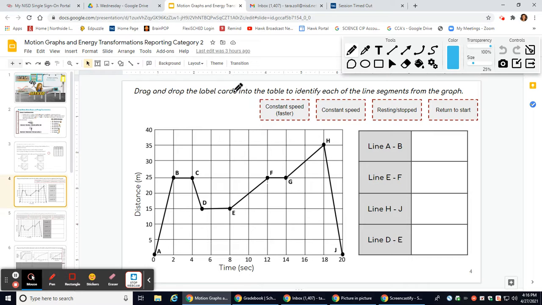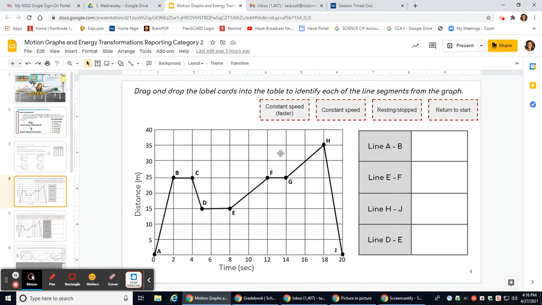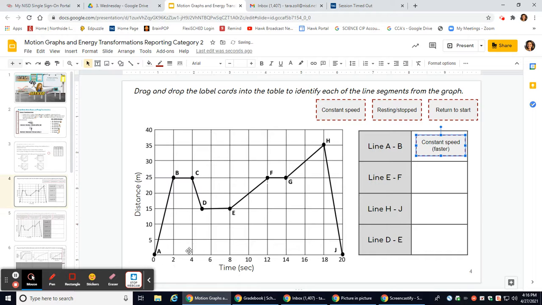Okay, so here, let's drag and drop these labels into here. Okay, so maybe what I can do is get rid of my web paint and just drag and drop. So from line A to B, you see that the slope here is very steep. So this is where you're going to have a fast, constant speed. Straight lines like this are telling you about constant speed. But again, before we talk about speed, make sure that you look at your x-axis.